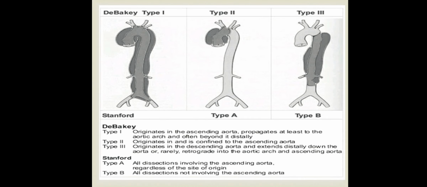Right, let's see. So DeBakey's classification: type 1 originates in the ascending aorta and propagates at least to the arch, maybe beyond. Type 2 originates in and is confined to the ascending aorta only. Type 3 is descending aorta only. So Stanford simply says about the ascending aorta: any dissection which involves the ascending aorta is type A. Any dissection which does not involve the ascending aorta is type B.